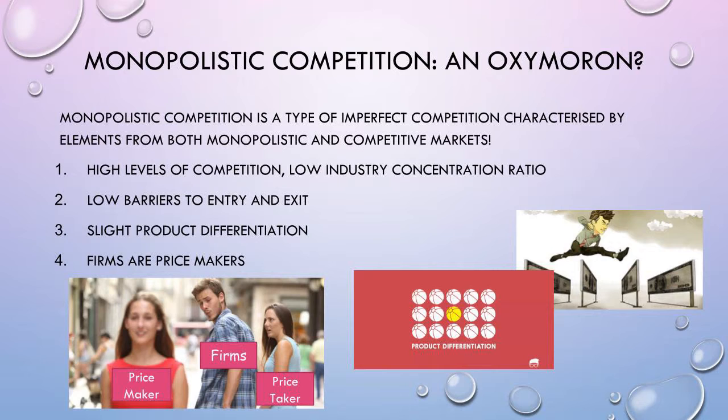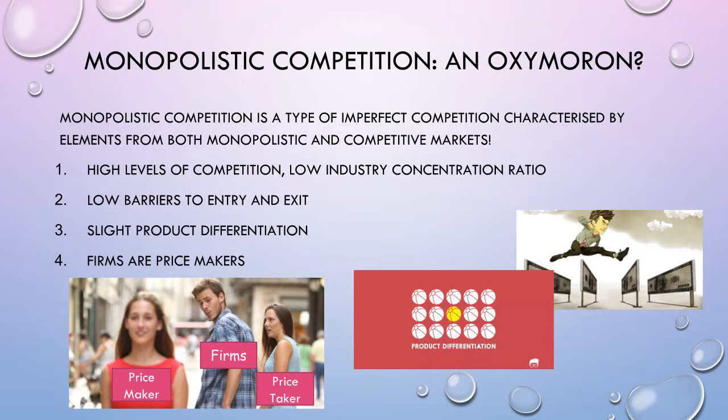This means that there are high levels of competition and a low industry concentration ratio. Number two, barriers to entry and exit are low, which allows producers to react to changing profit levels. Number three, there are non-price differences regarding the product. This means that there is slight product differentiation, which gives rise to number four.